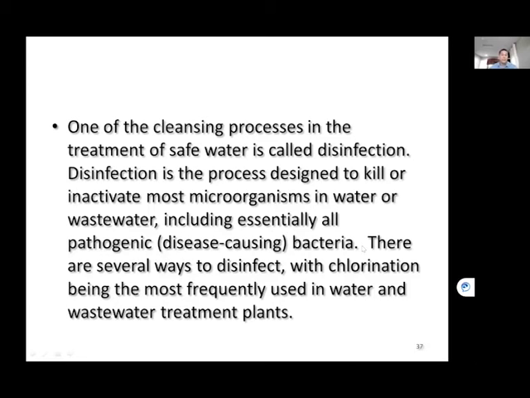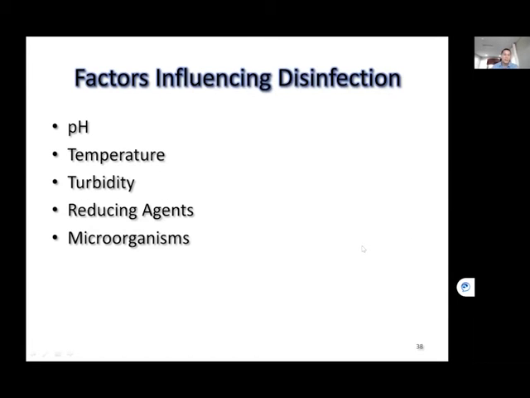Disinfection is a process designed to kill and inactivate most microorganisms in water or wastewater, including essentially all pathogenic disease-causing bacteria. There are several ways to disinfect, with chlorination being the most frequently used in water and wastewater plants. There are a couple of factors that influence disinfection: pH, temperature, turbidity, reducing agents, and microorganisms.